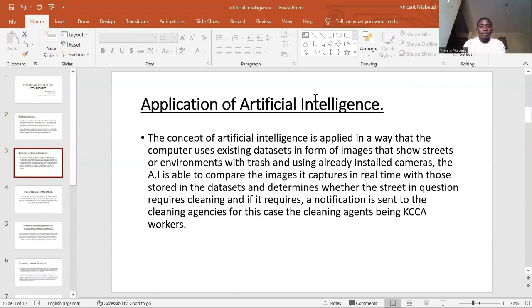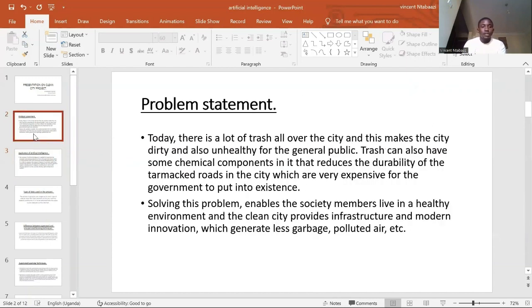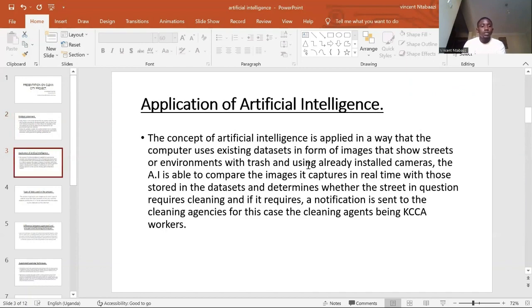We go to the application of artificial intelligence. That is what I've talked about, basically, in the problem statement. Also the application of artificial intelligence is covered because the artificial intelligence machine will be the one detecting that this place is dirty, you can clean. Place is not dirty, then you don't need to go there.